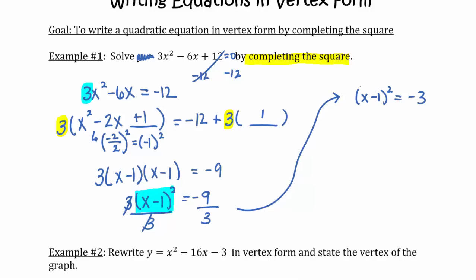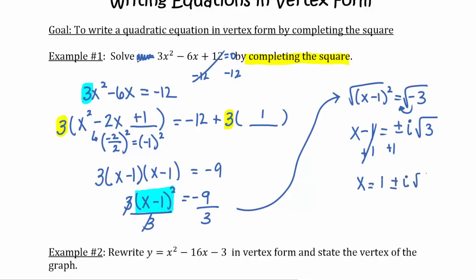And the only way to get rid of this exponent is to take the square root of both sides, and that is the only way. And I also know I need a plus or minus as soon as I take the square root to get rid of that exponent. Since this is negative, I don't want it under the radical. That means it's imaginary, so this is the same as i root 3. And I can't reduce the number 3, so I leave it there. And then the last step is to add 1 to both sides. So 1 plus or minus i root 3 is our final answer.